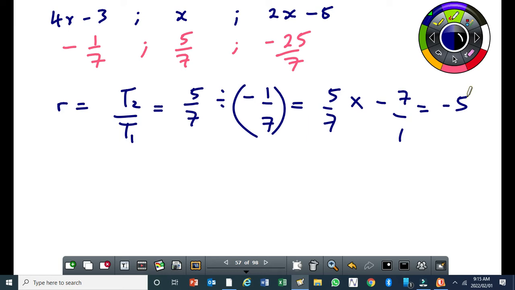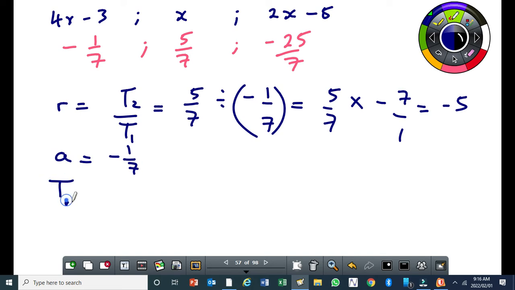Okay? I hope you got that if you did the question. So the common ratio is negative 5. Now, we can prove that that's correct or not. If I multiply 5 over 7 by minus 5, I'll get minus 25 over 7. So the common ratio is negative 5. Then my first term is minus 1 over 7.